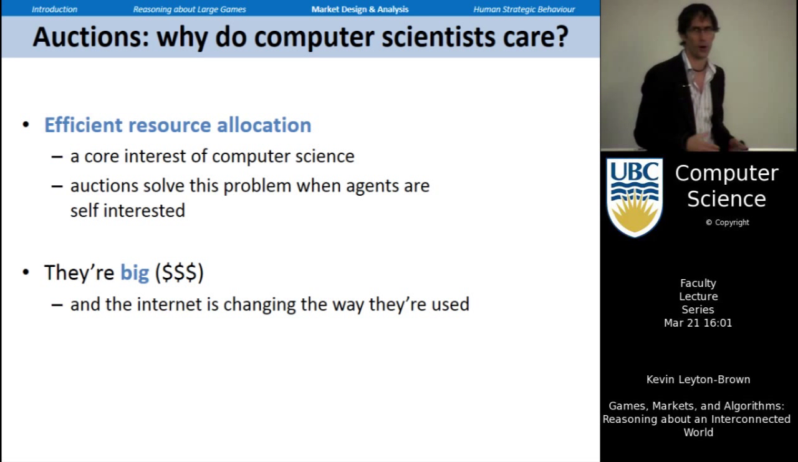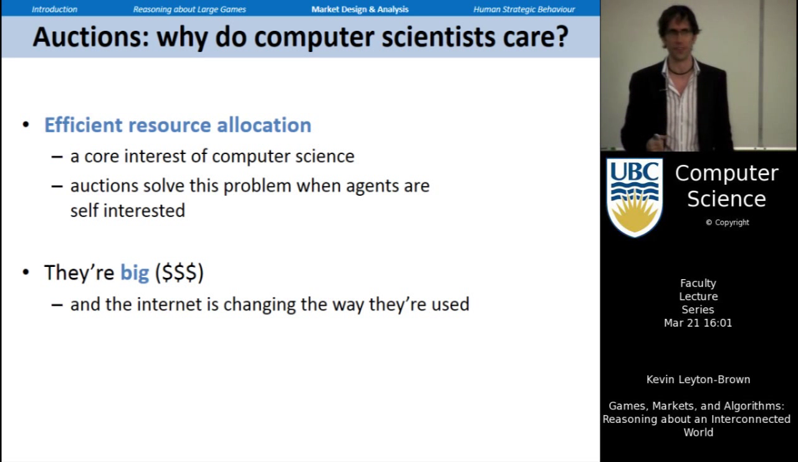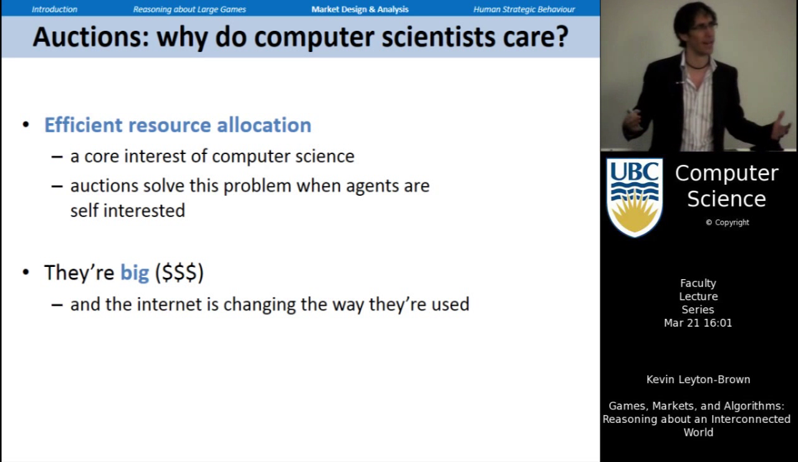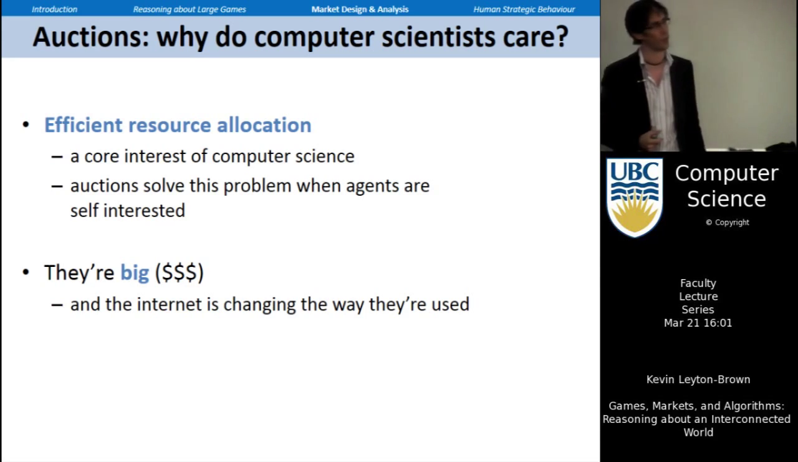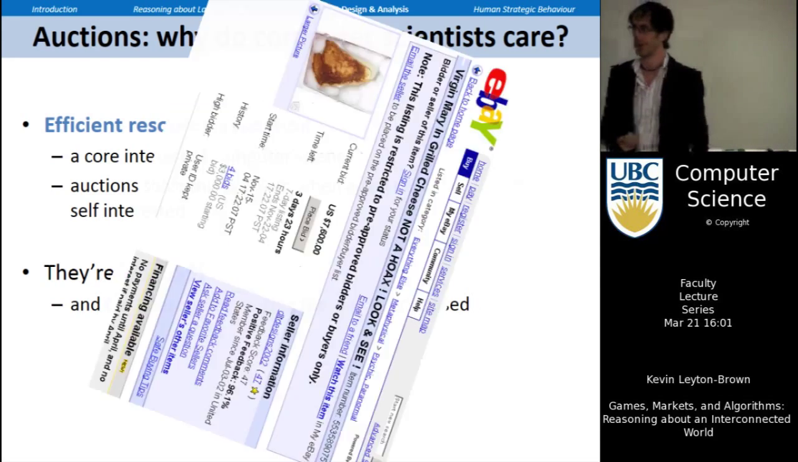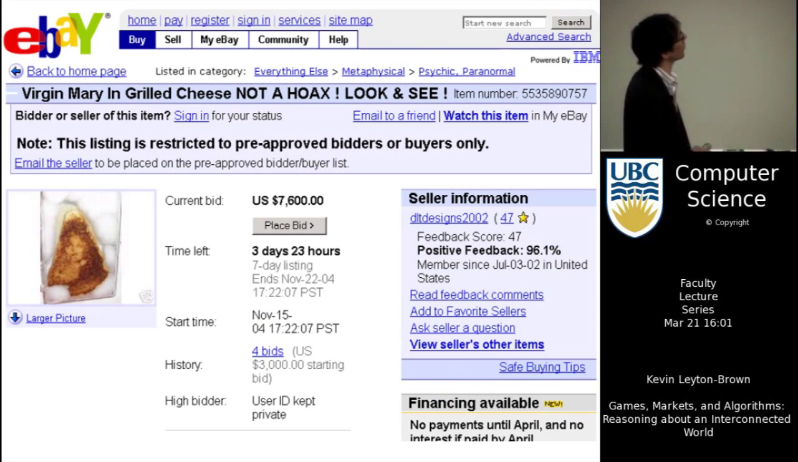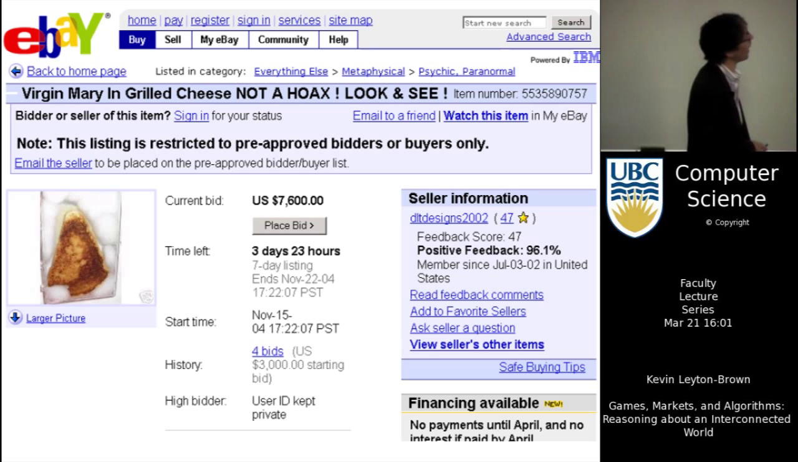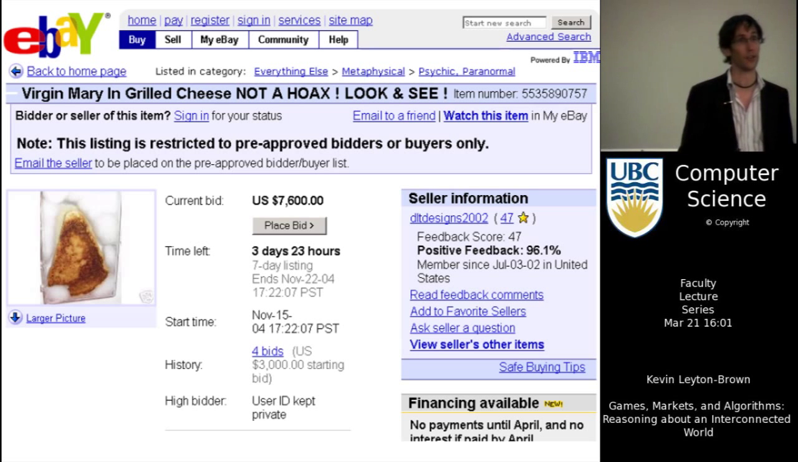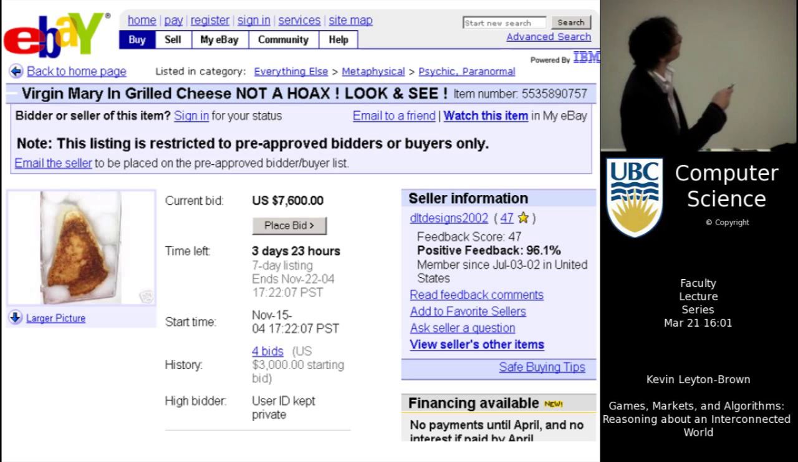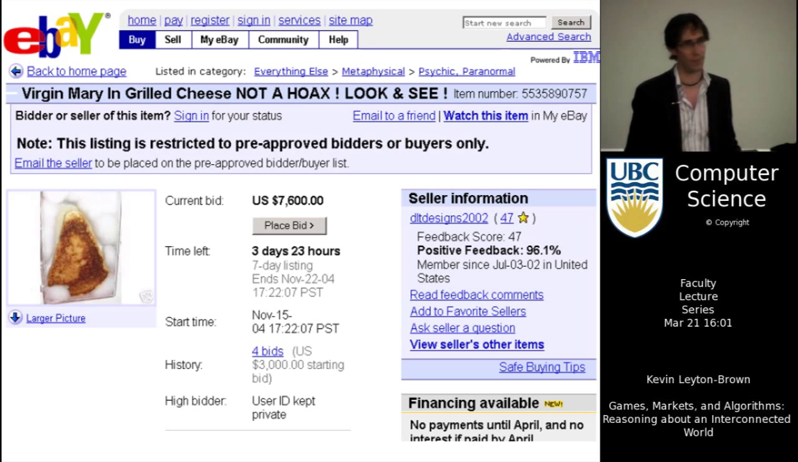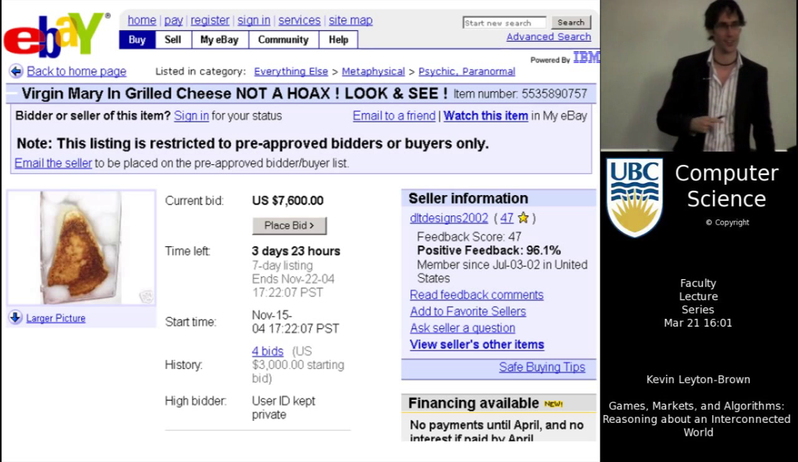Of course, there's the more practical reason why we care, which is just that in auctions big money changes hands, and the internet is becoming really important in the way auctions exist and are delivered. So here's a famous auction from 2004. This is an eBay auction, and here's what happened. A woman in Florida made herself a grilled cheese sandwich. She took a bite of it, and then she looked at it in amazement because she could see, as you can, that there's a perfect likeness of the face of the Virgin Mary on her grilled cheese sandwich.